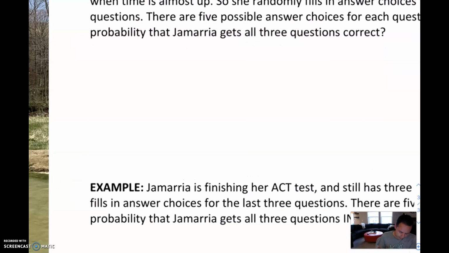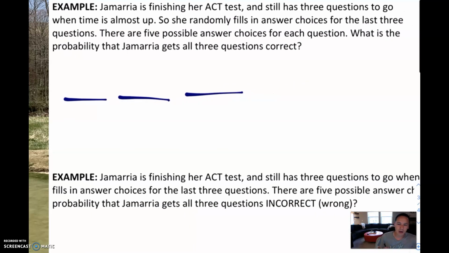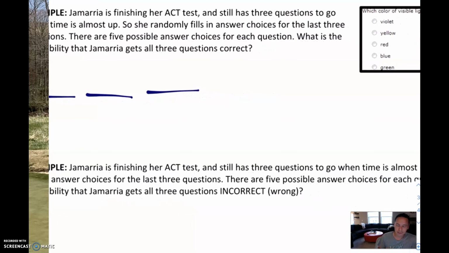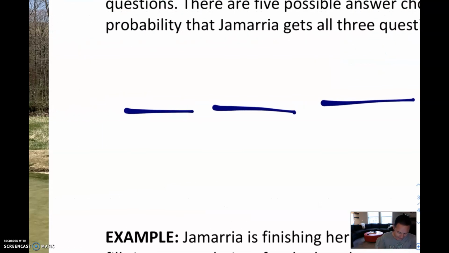I'm going to draw out 3 slots. We're going to make 3 guesses. And there's 5 possible answer choices for each question. What's the probability that Jamaria gets all 3 questions correct? So there's 5 answer choices on every question on an ACT, but only 1 of them is correct. So the chance of getting it correct is only 1 in 5. You've got a 1/5 chance of getting that correct.